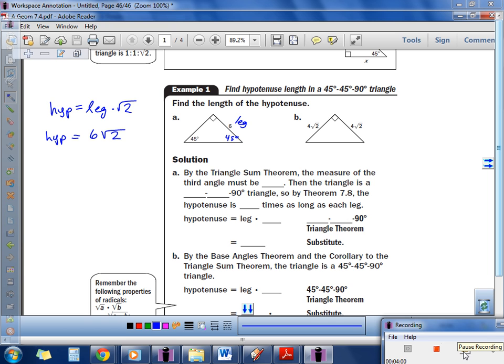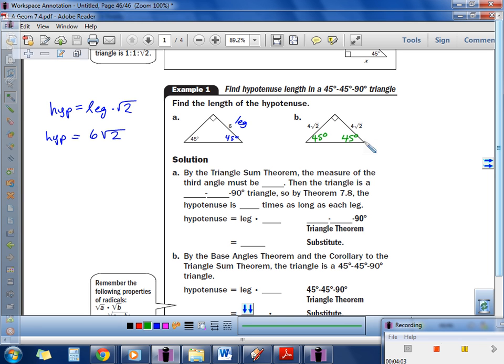On the next picture, we have another triangle. Is it a special right triangle is what you should be thinking. Do you think it is or not? Okay, it seems like it is. So I see a 90 and I see it's isosceles. Anytime you know it's 90 and isosceles, it will be a 45, 45, 90. Now we can use our little theorem.